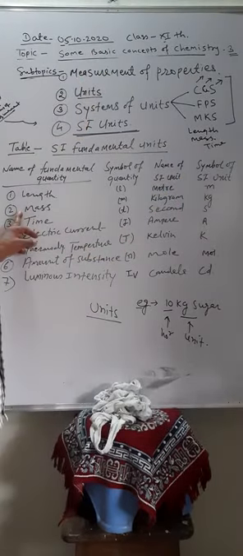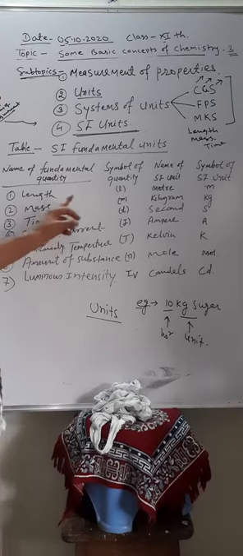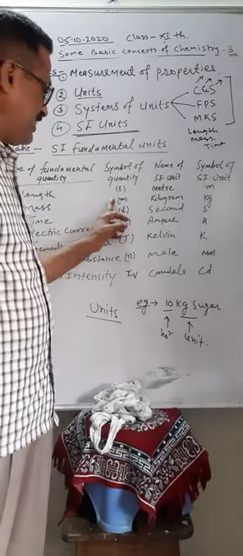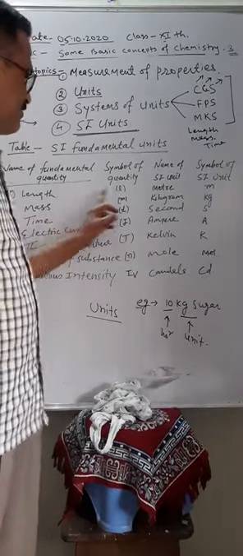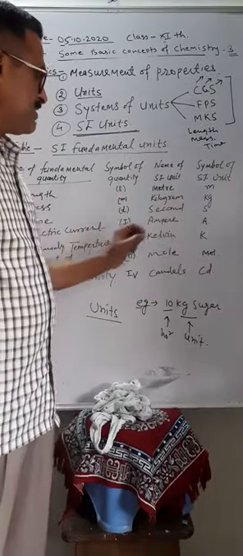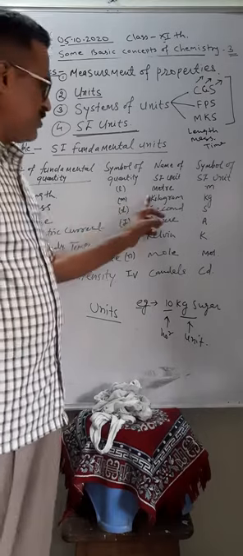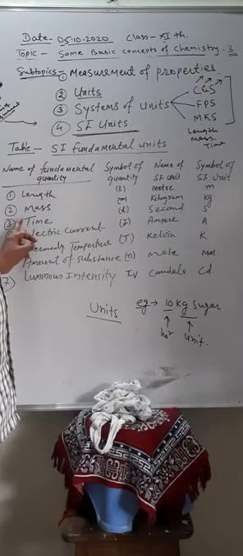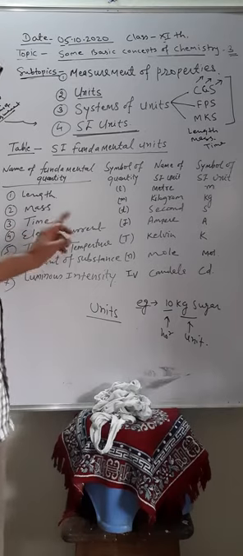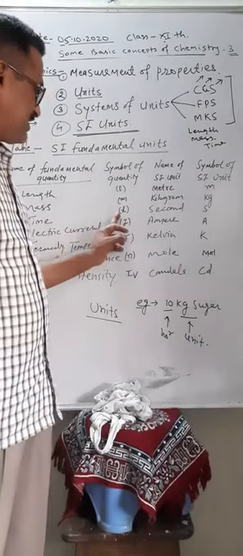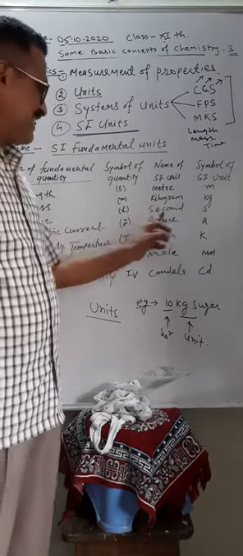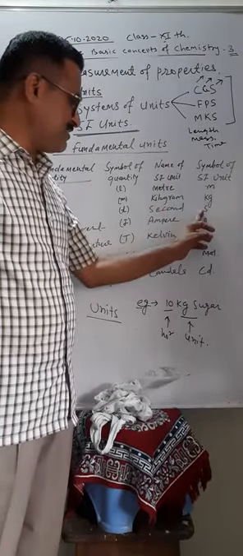Then the second fundamental quantity is mass. It is represented by the symbol small m, and the SI unit for mass is kilogram. SI unit of mass is kilogram. It is represented by kg. Third fundamental quantity is time. It is represented by small t. The SI unit of time is second, and it is represented by capital S.